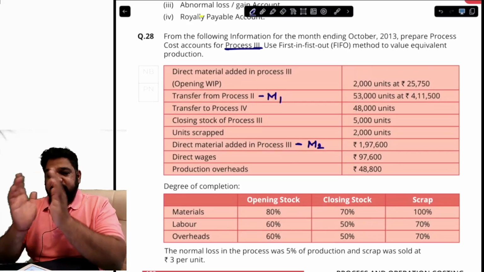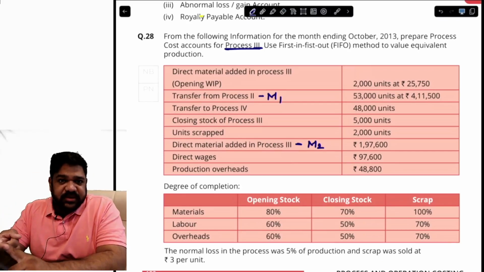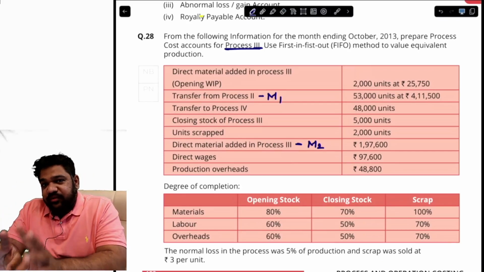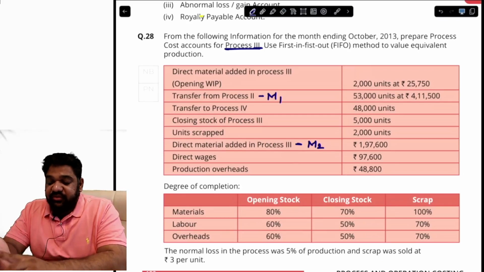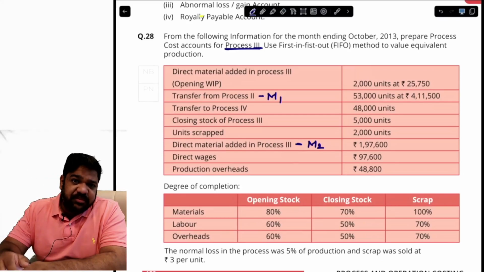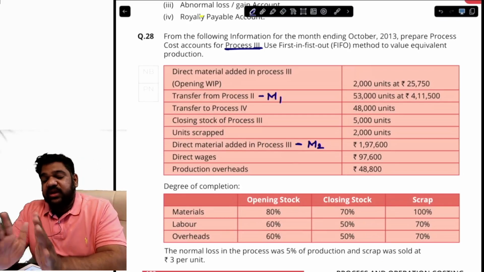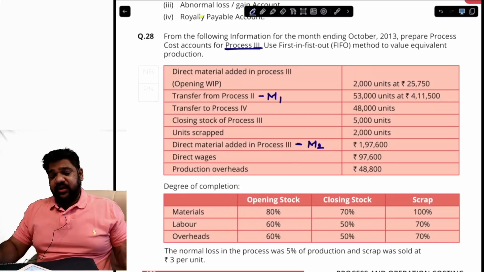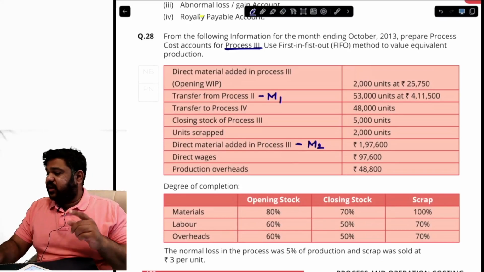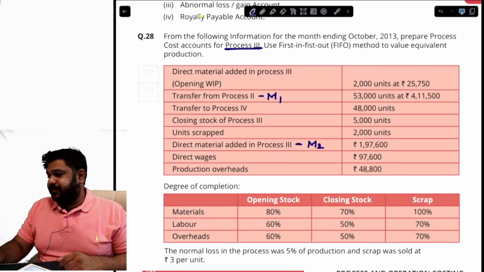So the summary of the chapter: you have basic process account. In that you have two types, abnormal loss and abnormal gain, and you have equivalent production. In that you have two types, FIFO and weighted average, and then you have the miscellaneous category. So only this much is your chapter. I hope you understood all of it. If you have any doubts, let me know. And until then, I'll see you for the next chapter.